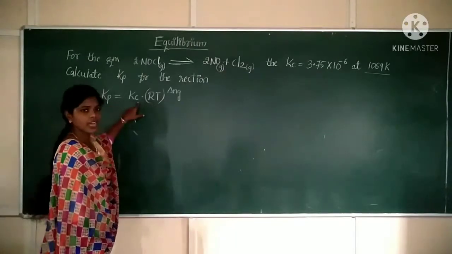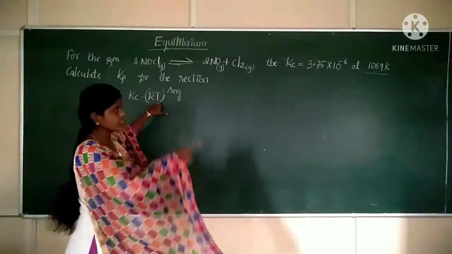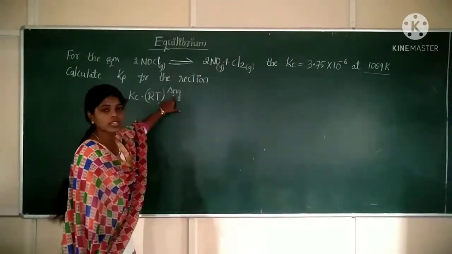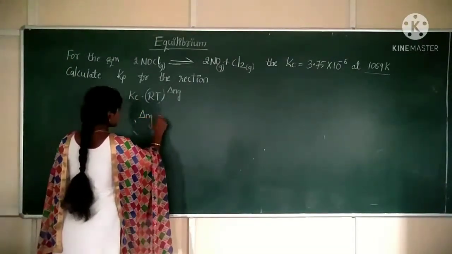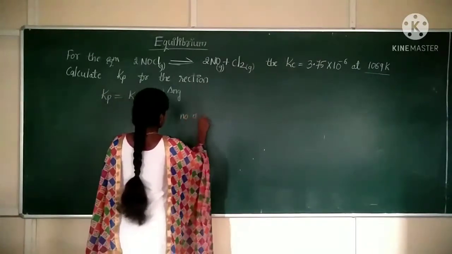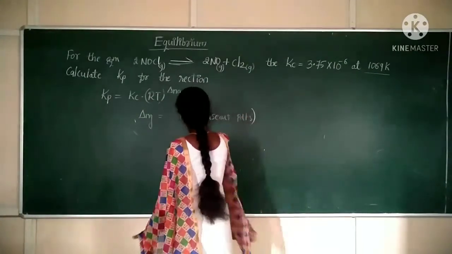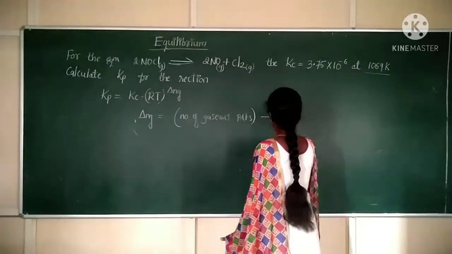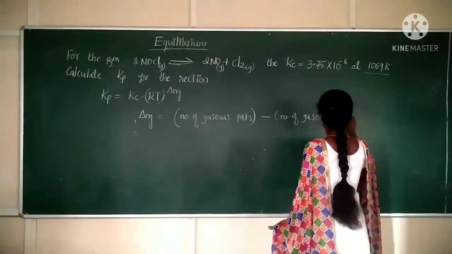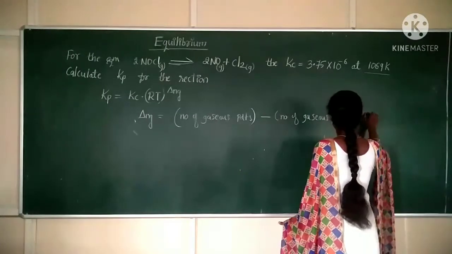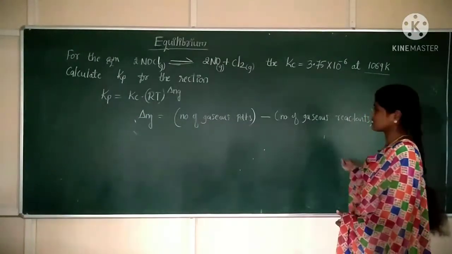Okay. Now Kc value is given. R we know, universal gas constant. T is given, 1069 Kelvin. Delta ng we have to calculate. How to calculate delta ng? Delta ng is the number of moles of gaseous products minus the number of moles of gaseous reactants.